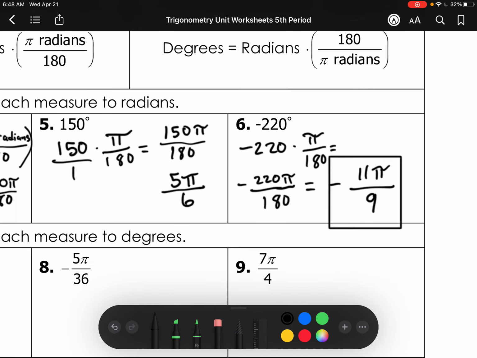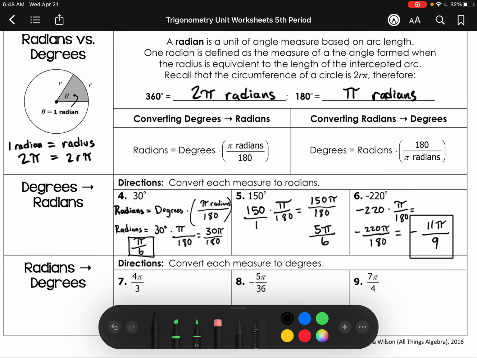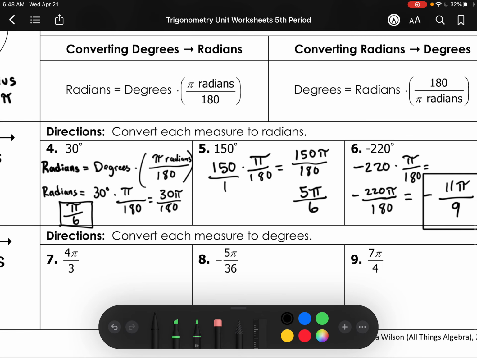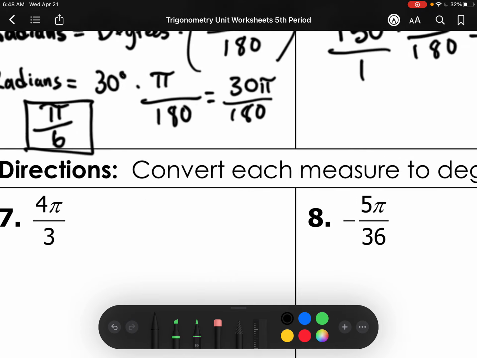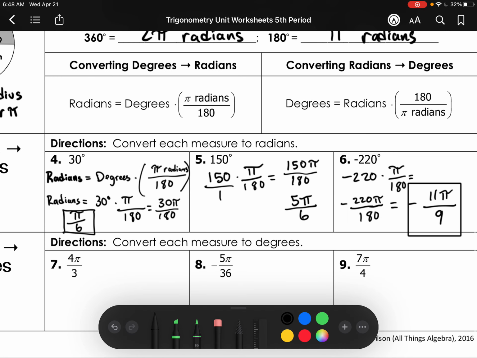All right, so hope that made sense. If you have any questions, please let me know. And then let's go over the last couple here. So now we're going to be converting from radians to degrees, right? So I'm going to write out the full equation.